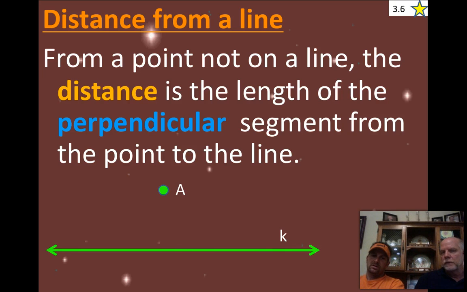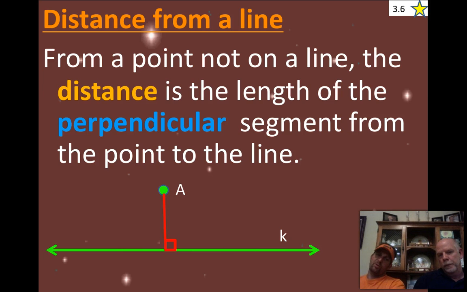This is saying from a point not on a line. Notice that A is not on the line K. That's the definition we're defining here: distance is always the shortest distance. The distance is the length of the perpendicular segment from the point to the line. If we draw that perpendicular segment in, that's what's defined to be the distance. I know there are other distances. You could go from A at some angle over this way, or over towards K over there, all kinds of different angles, but because the perpendicular one is the shortest of those lines, that's what we define to be the distance.